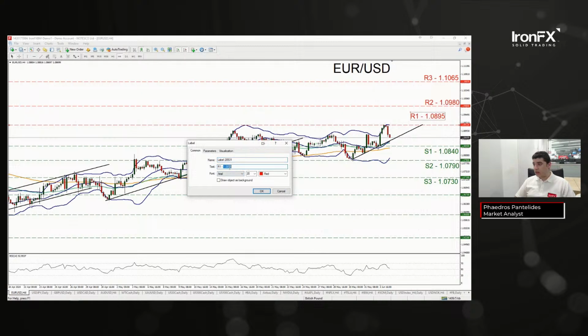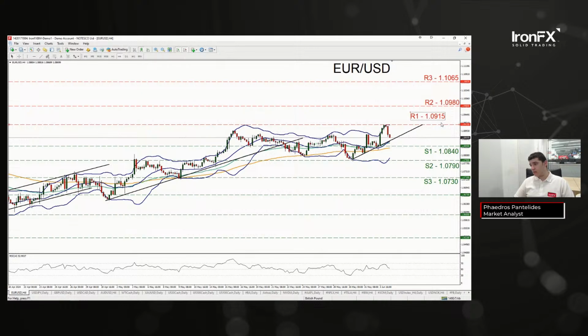So, and now I have 1.0915. So you have your resistance and support levels, and we would still be maintaining a bullish outlook as long as S1 is not broken. If S1 is broken, then we would switch for a bearish outlook down to S2. Next target for the bears could even be S3.